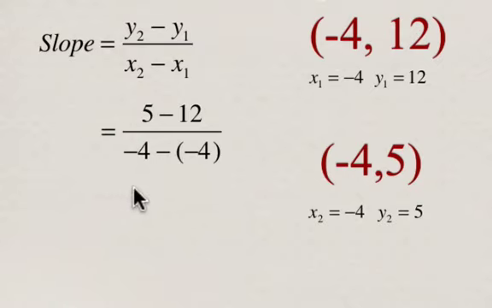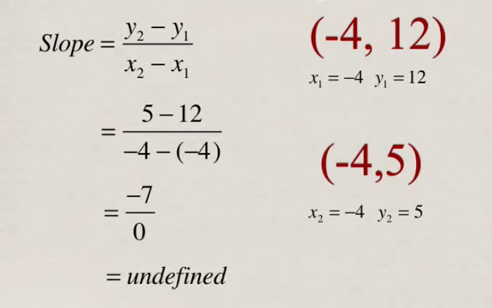Remember that negative 4 minus negative 4 is negative 4 plus 4. So this is the important one. We end up with negative 7, which is 5 minus 12, over 0. And anytime you have 0 as your denominator, that number is what we call undefined. And we're going to take a look at that on a graph.